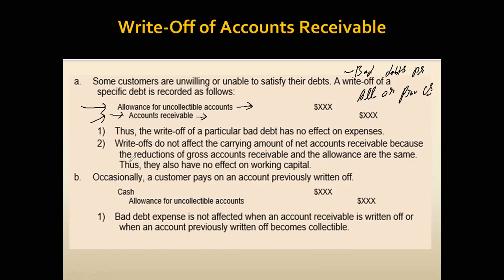Another important entry which we have to discuss: in case a previously written off amount is recovered, how to record it in the books. Say you already wrote off the receivable, but someone wants to pay. So how to record it? Cash debit, and the amount you will return back to the provision. So he's saying bad debt expense is not affected when an account receivable is written off, or when an account previously written off becomes collectible. So if previously written off, we collect it back, we will put it back to the provisions: cash debit, and allowance for uncollectible accounts credit.